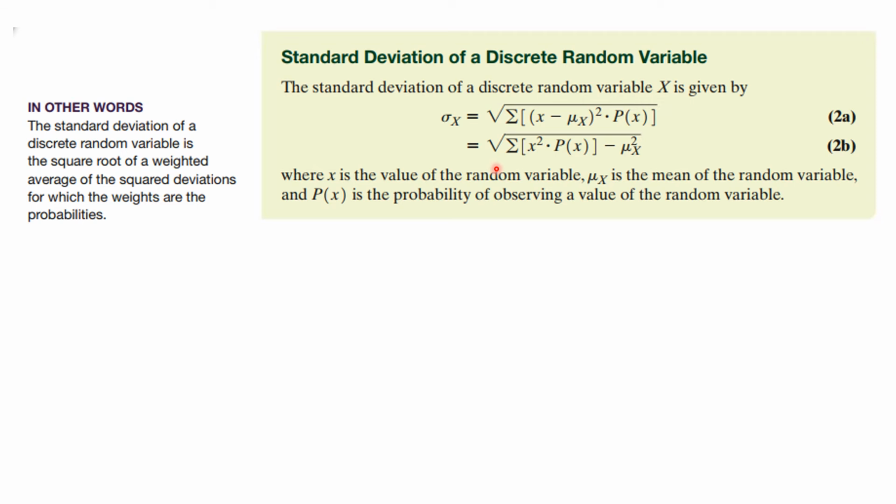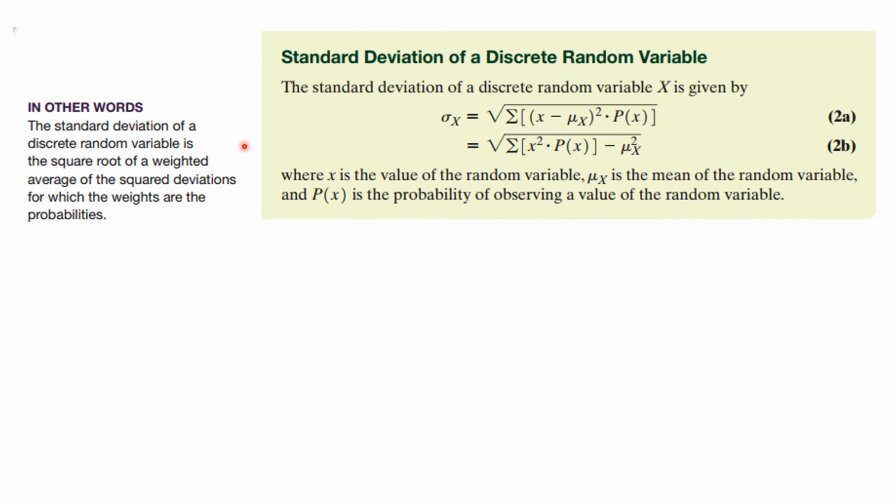And they're both equivalent algebraically. The square root of the summation of x squared minus p of x minus mu of x whole squared. Now realize that mu of x is being subtracted from this sum here. And we'll do some calculations later, where x is the value of the random variable, mu of x is the mean, and p of x is the probability of observing a value. So either of these equations will work.